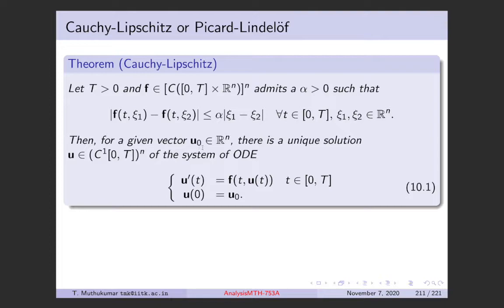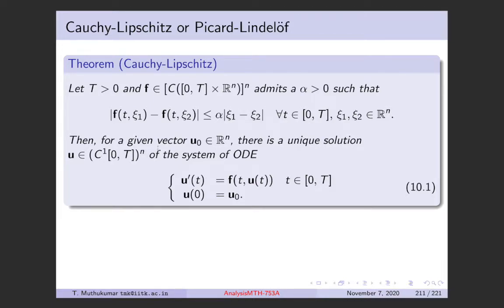Then for any given vector u0, which is some fixed vector in Rn, which is the initial condition. So given f, which is Lipschitz, and given any vector u0, this problem, which is 10.1, the system of first order ODE, has a unique solution, which is in C1 of [0,T], the continuously differentiable functions, where the derivative can be extended up to the boundary. That's what this says. So we need to prove this result.